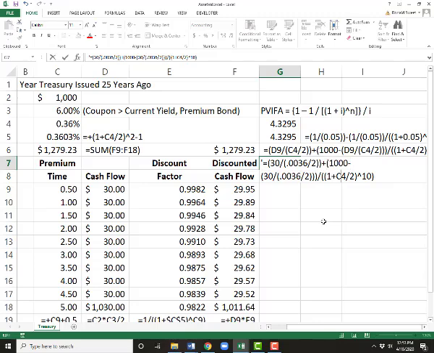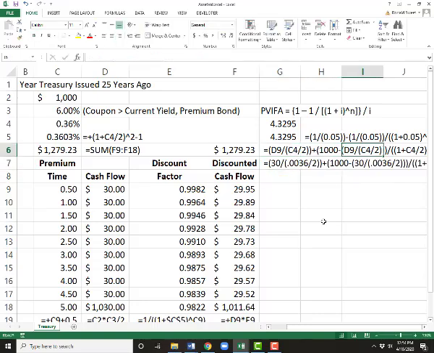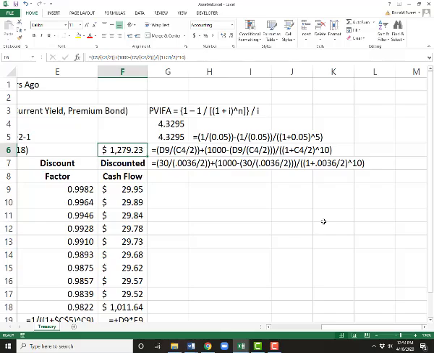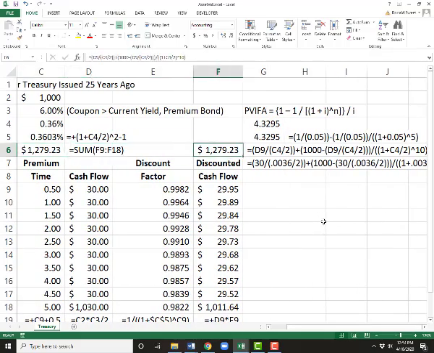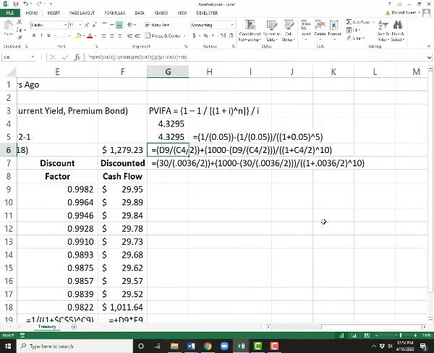So in that case, we take 1 plus 0.0036, again, divided by 2, and raise it to the 10th. It's a 5-year bond, but remember we're getting coupons twice a year, so it's 10 payments. So the N here is the number of payments, just like what you did in Excel applications 2 and 3. And so when you do all of that, you can see that the resulting calculation is exactly the same price, $12.7923.